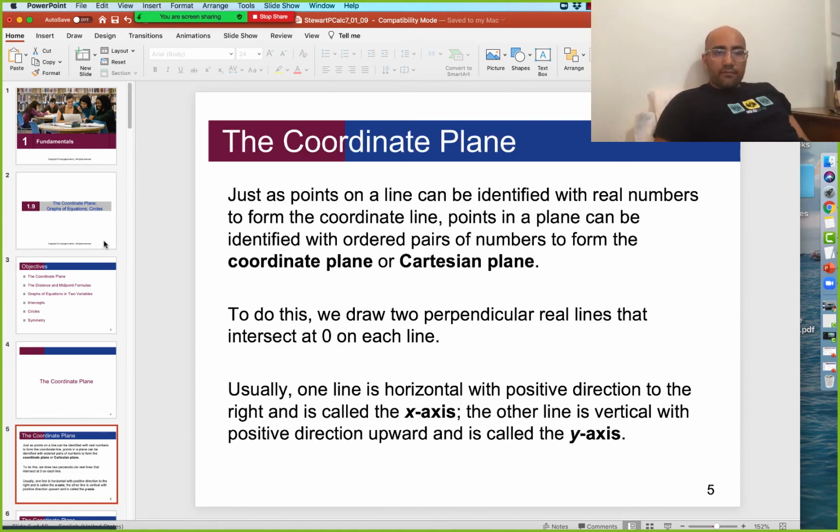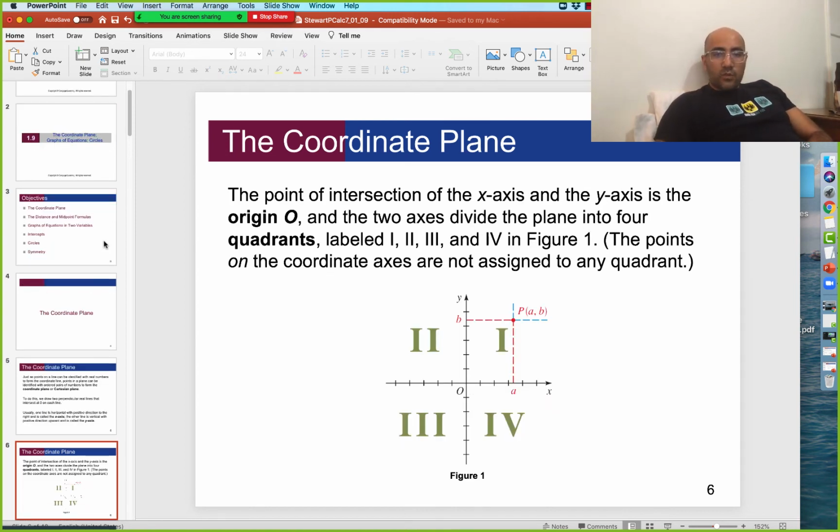So the coordinate plane, also known as the Cartesian plane, is the perpendicular intersection of two real number lines, right? So we have a horizontal number line, which we often call the x-axis, and then we have a vertical number line, which crosses at 0 with the x-axis. That is typically called the y-axis. So this is what it looks like. Sure, we've all seen it many times.